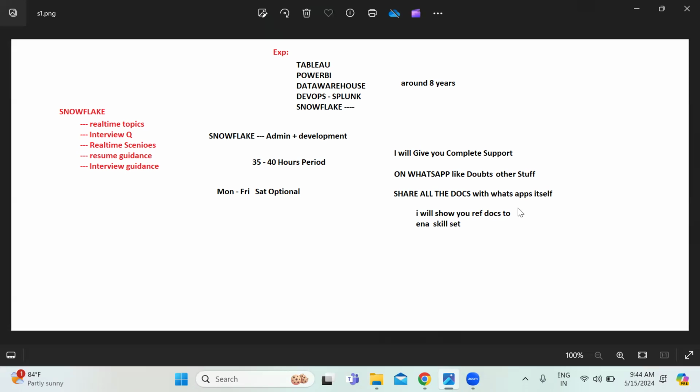This is about the entire operations. Classes will be Monday to Friday, Saturday optional, and every day 1 hour to 1 hour 15 minutes. Some sessions will be 45 or 50 minutes, and some may run longer, depending on the topic. If a topic is not completed, I will try to close the topic within the day itself.